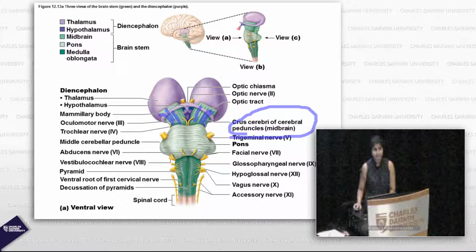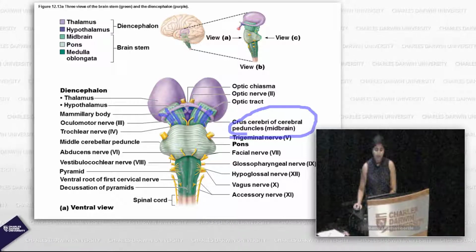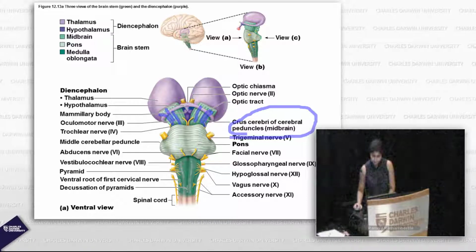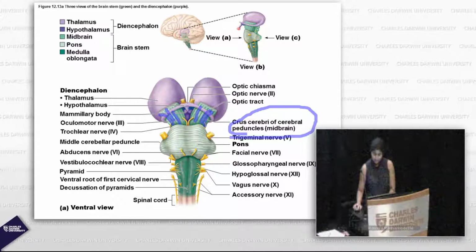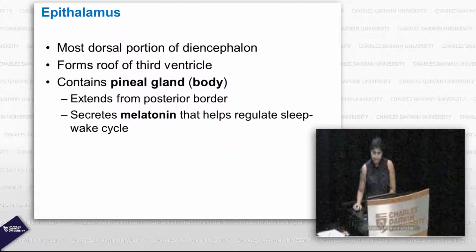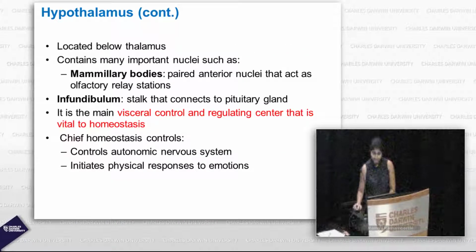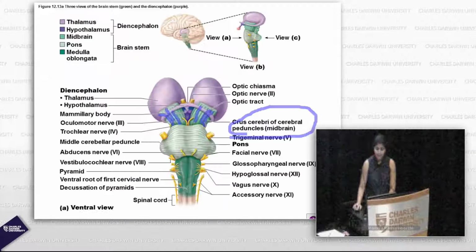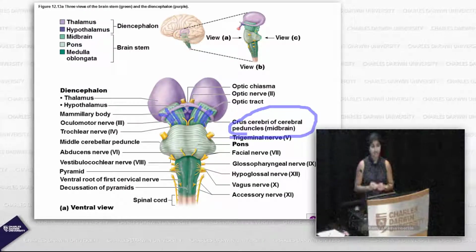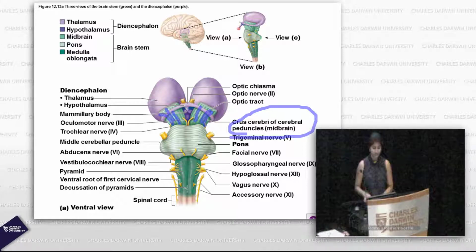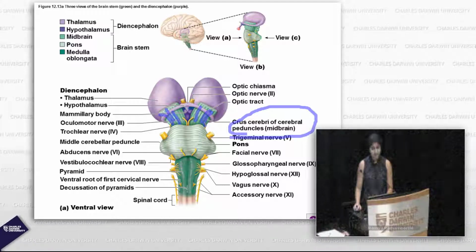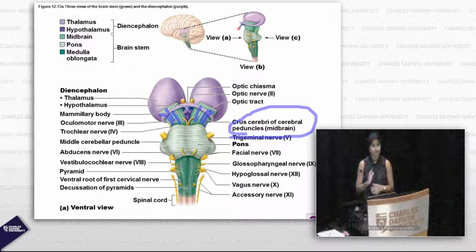Fantastic. Then we have the periaqueductal gray matter, which is not seen in this picture. I think you can see it in the previous slide. The periaqueductal gray matter is an important structure involved with pain suppression. It initiates pain suppression and also your fight or flight responses, so more or less like sympathetic activation.